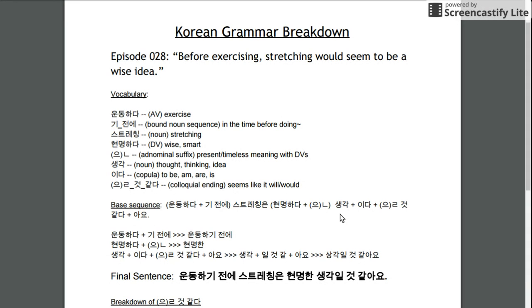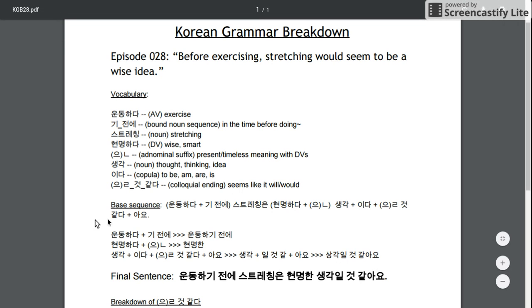So sengak plus ida is, okay, now remember from, I think, episode 2, when you use the copulative verb ida, there's no space, it's attached directly, okay? And then we're adding ul gata to that, and the ul is attached to the i, so it gives sengak il, and then gata, and then yo. Okay, so we're using the polite ending. You note the spacing here. There's the spaces here and here, okay? And there's, of course, this space here.